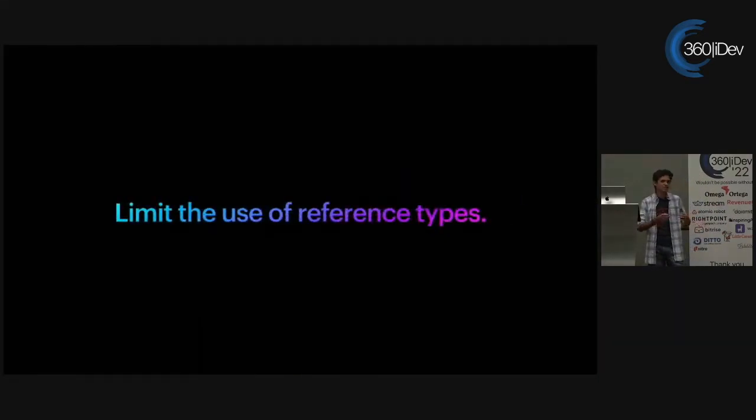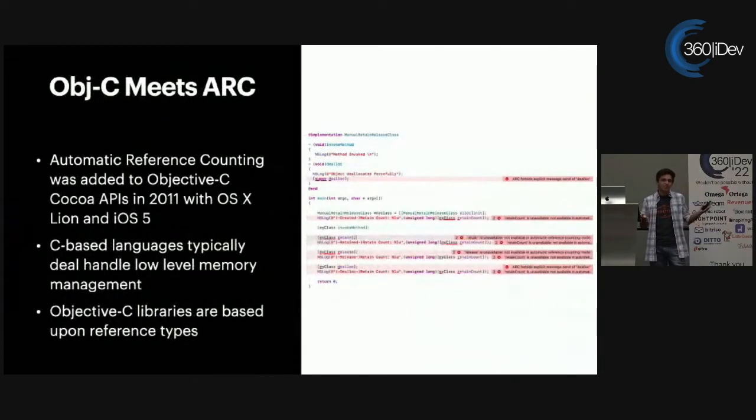But how do we manage this whole situation without having to go so deep? You just limit the use of reference types. It's an approach. I don't know if it's the best approach, but it's something. But again, we can't do that with the current state of Swift.